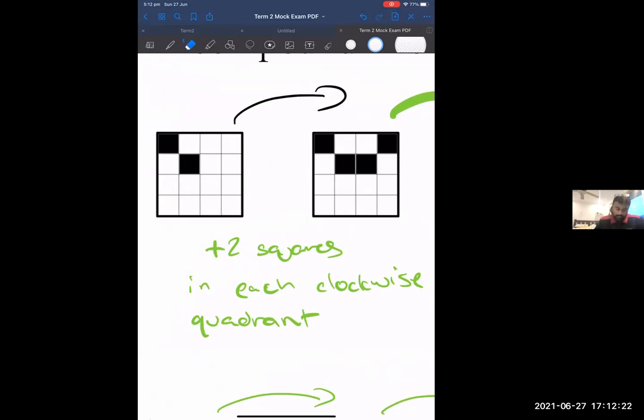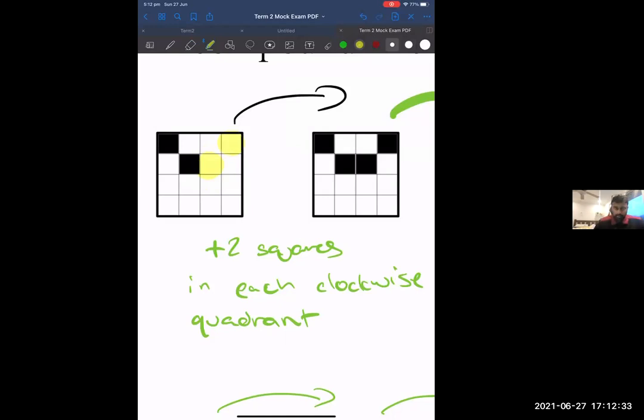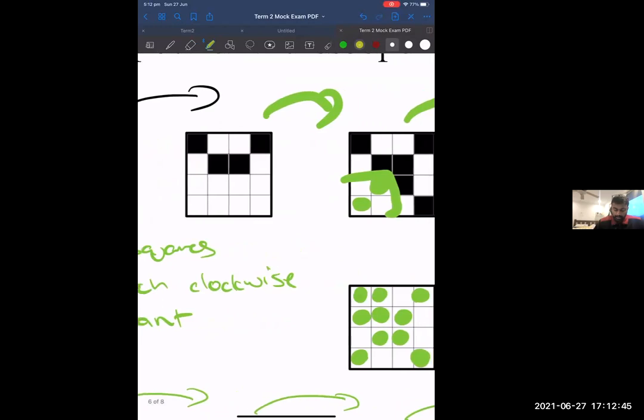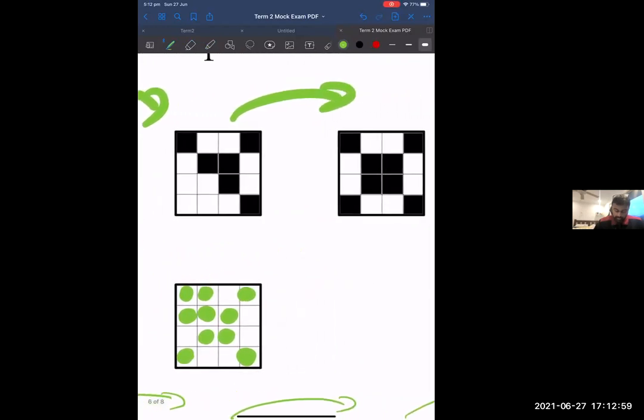Two squares. Yeah, two squares. So we add a square here and we add a square here, correct? Do you agree? Kanchi? Yeah. Okay, good. From the second image to the third image, what changes, Kanchi? You add two squares, here and here, correct? Yeah. From the third image to the fourth image, what changes? You add two squares. Good.